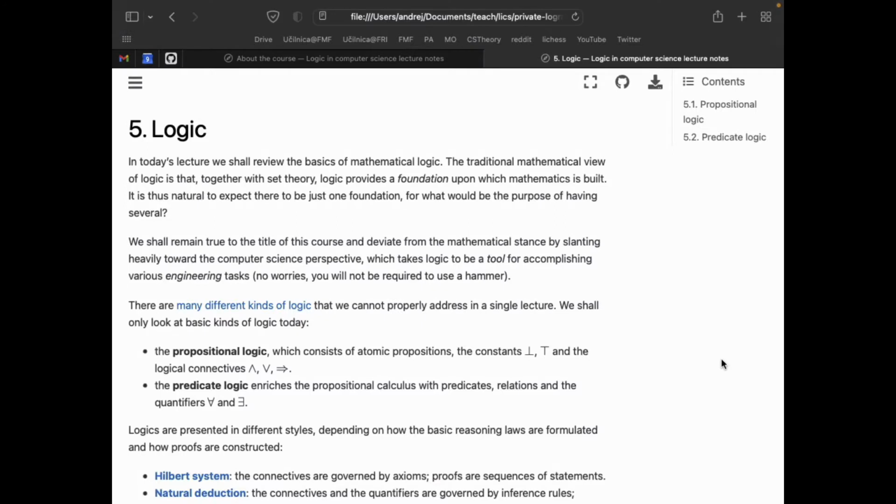Okay, let's start. So today we're going to have sort of a quick overview of some aspects of logic.